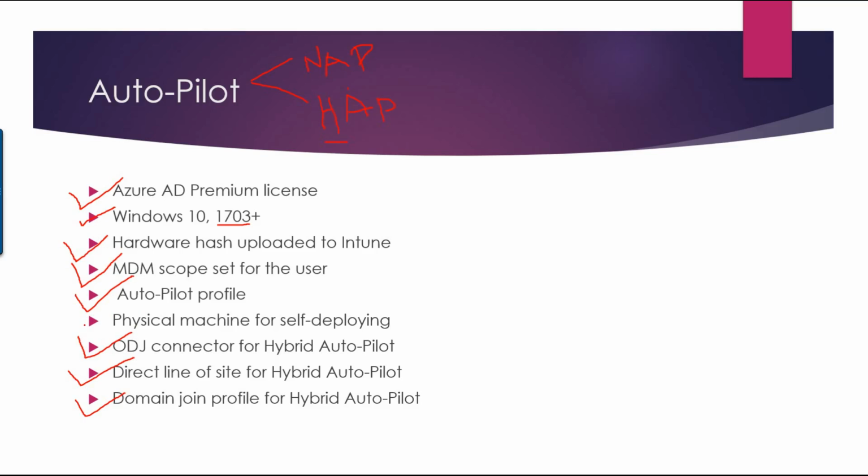We also have, when we are making an AutoPilot profile, may that be normal or may that be hybrid, we can select self-deploying or user-driven. For self-deploying, the device needs to have a TPM chip, so it needs to be a physical machine. So just know that AutoPilot is also one of the ways of enrolling a device to Intune, and this is usually used for corporate devices, and the device needs to be system reset, or it needs to be a fresh device being powered on for the very first time.